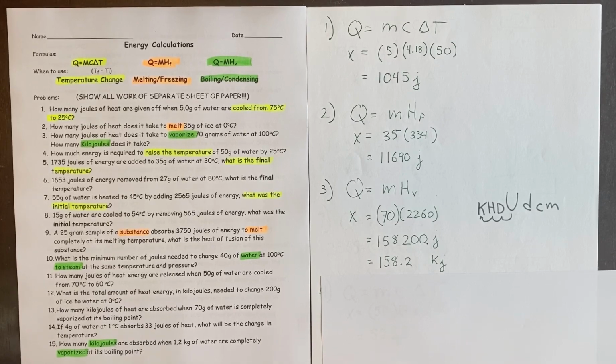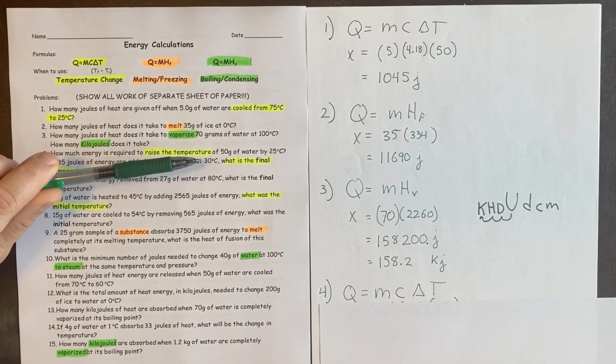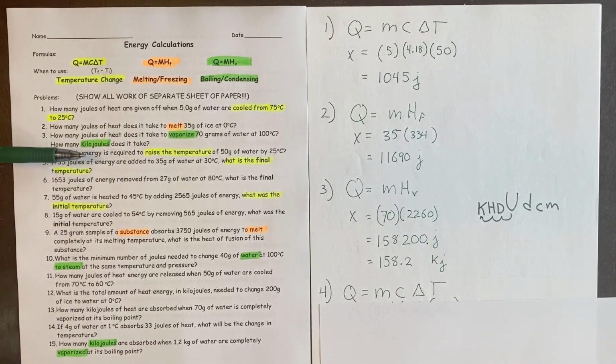Number 4. How much energy is required to raise the temperature of 50 grams of water by 25 degrees? Now, the thing that they're doing to the water is obvious. They're raising the temperature. So my formula is Q equals MC delta T right over here. So I'm going to write that in, and then I just start plugging stuff in. My mass is 50, so that's my M. They want energy. That's the Q. That's where the X will go.